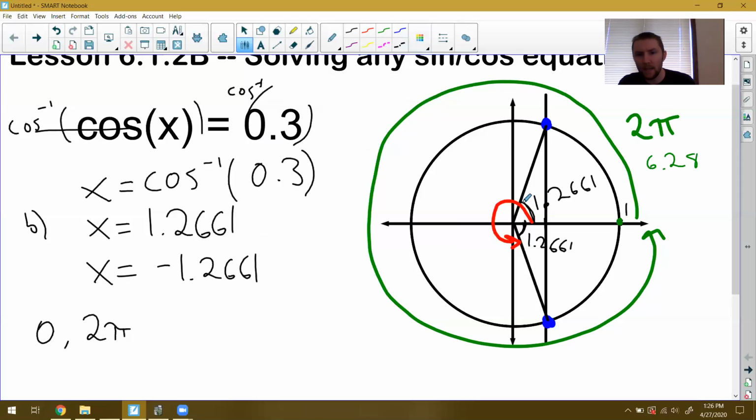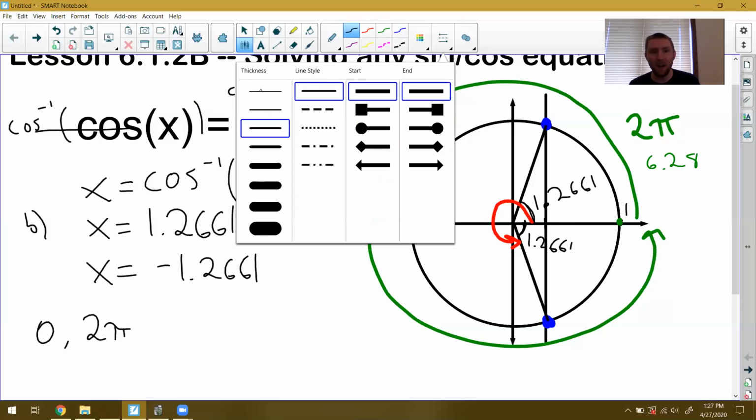So recognize now that this red angle here is precisely all the way around the circle, 2 pi, minus this black angle here, 1.2661. So I'm really going the whole circle minus the angle that my calculator gave me to begin with, because I'm taking away this angle, which is the same as this angle, 1.2661. So to find the other value of x on the unit circle, a positive number between 0 and 2 pi, I'm simply going to do this.